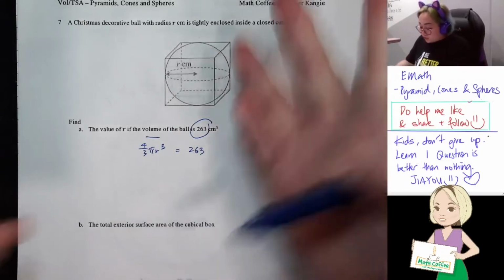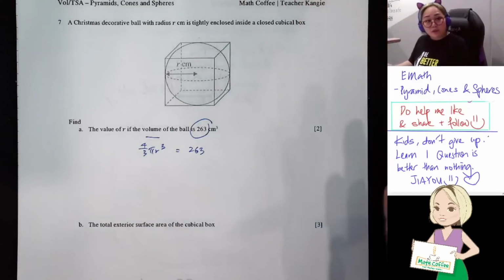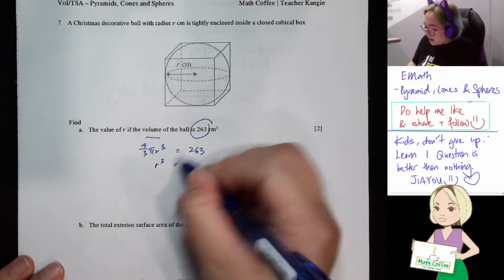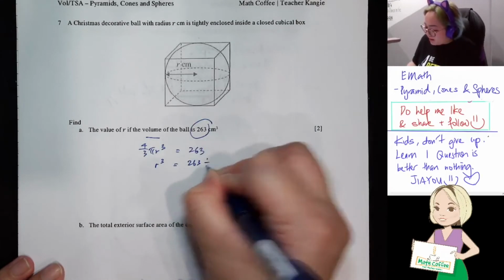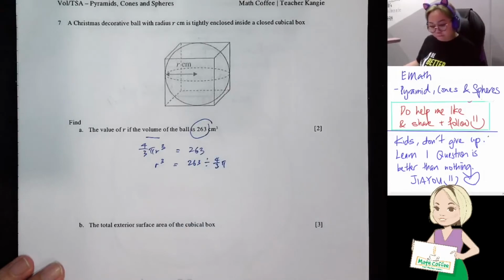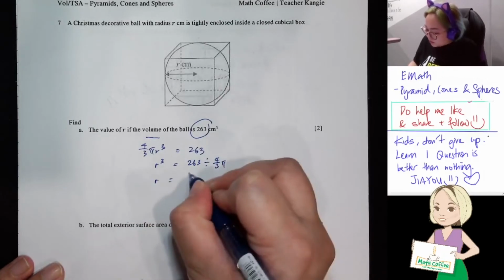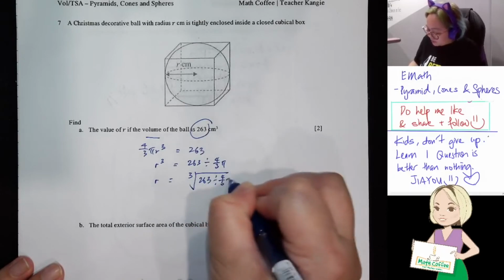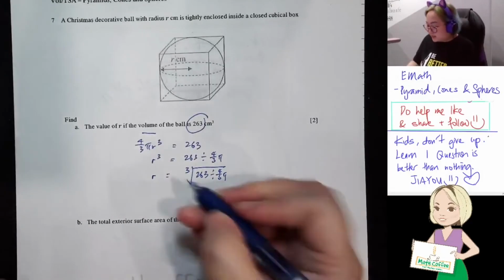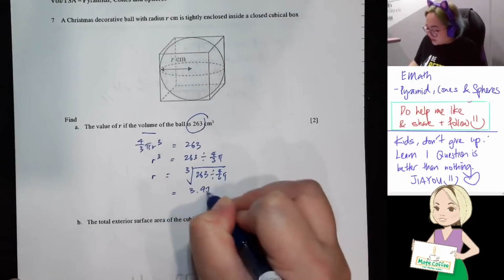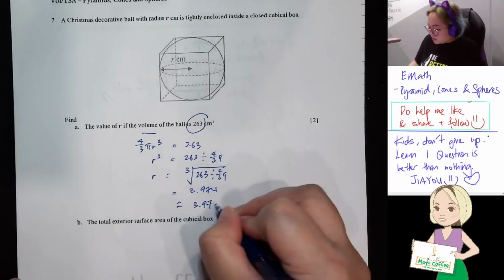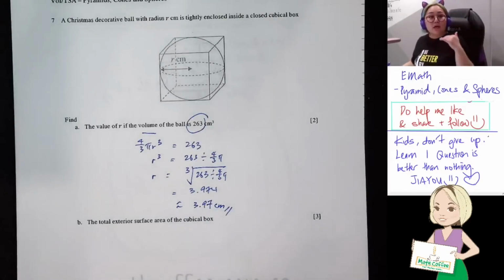So again, check, it didn't ask me to use any particular pi, so that means we're going to use calculator pi. So r cubed is equals to 263 divided by 4/3 pi. And my r will be the cube root of 263 divided by 4/3 pi. So press the calculator, you will get 3.974. Round off to 3SF, 3.97 cm. So that is the radius of the ball.